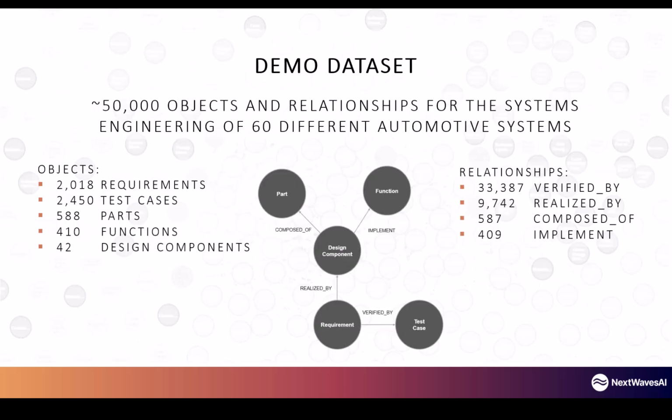So before jumping into the demo, I want to quickly introduce the data set behind it. It contains about 50,000 interrelated objects, and you will see objects like requirements, test cases, parts, functions, design components, and these objects are basically mapped semantically with relationships like verify by, realize by, compose of, and implement. So it's not a super huge information model by industry standards, but I think it's complex enough to realistically evaluate how well AI can extract insights and address engineering questions.